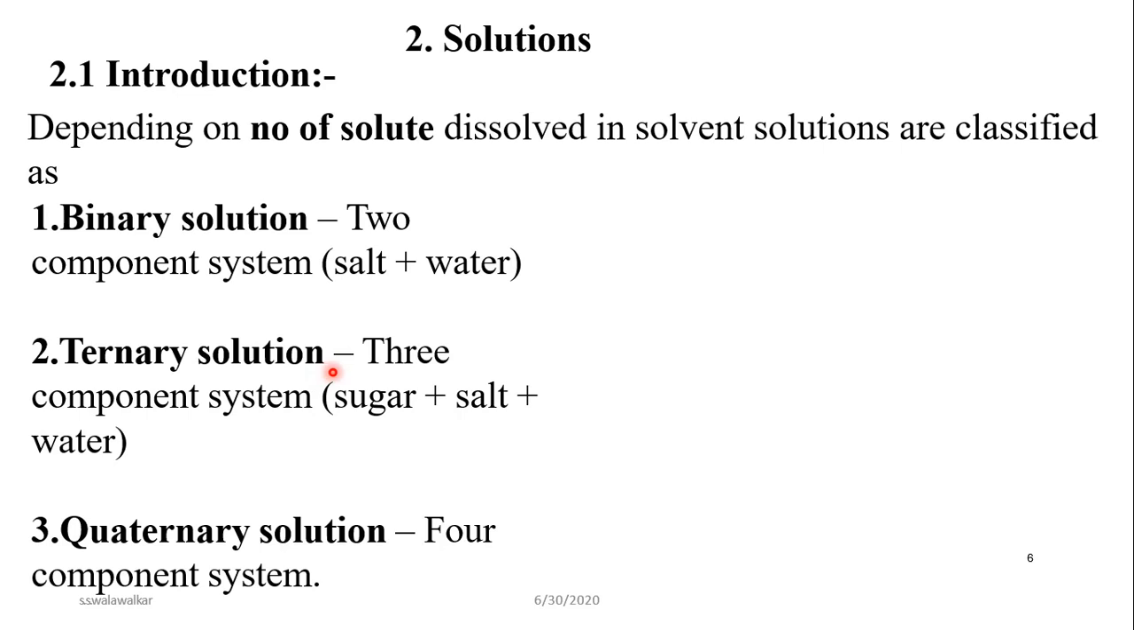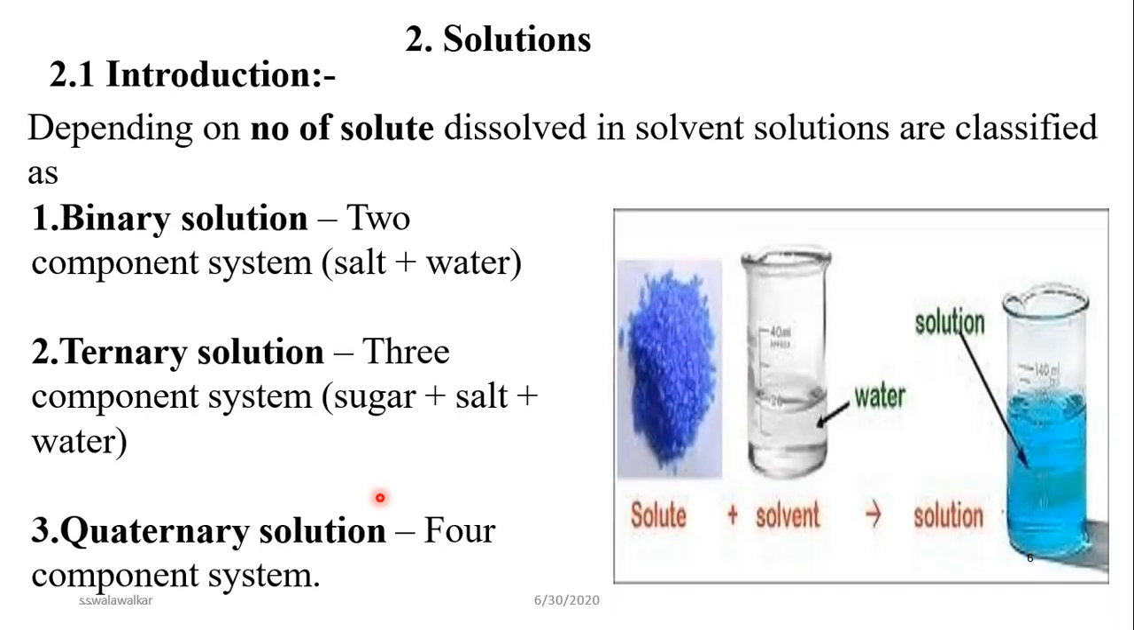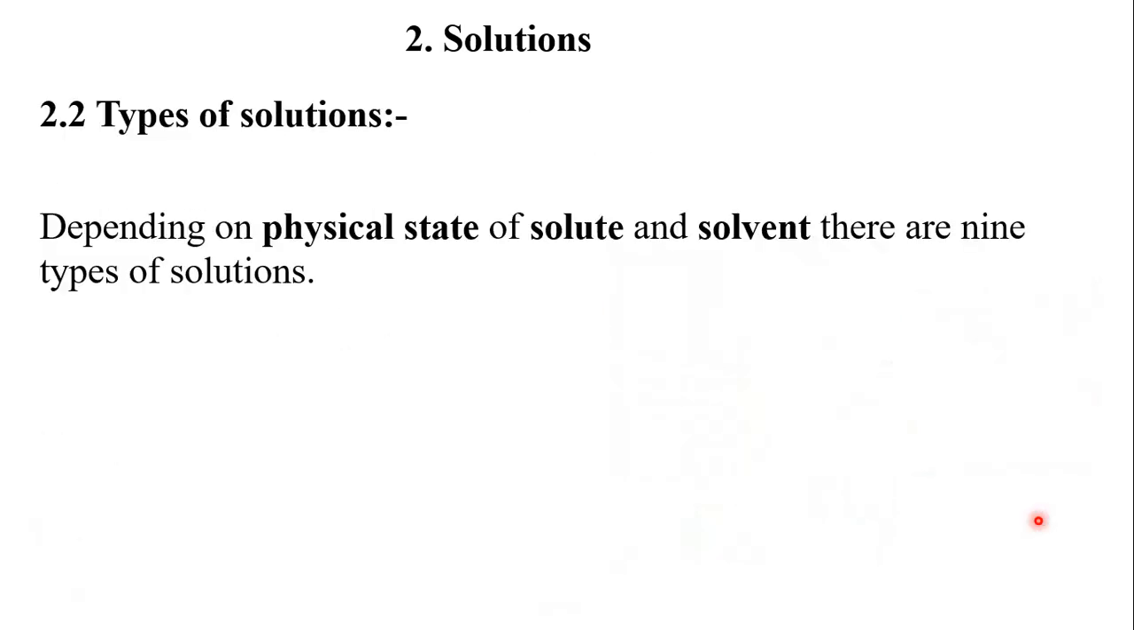Ternary solutions contain three components. If you add sugar and salt both in water, then total components are three. So it is an example of ternary solution. And if four components are there, then it is called quaternary solution. Here it is an example of the binary solutions. Solute is dissolved in solvent. Solute is copper sulfate, water is solvent. Solution therefore contains only solute and solvent. So only two components are there, and it is an example of true solution.